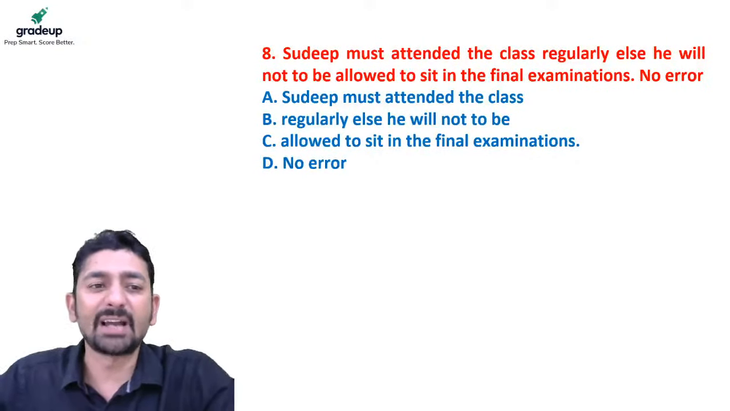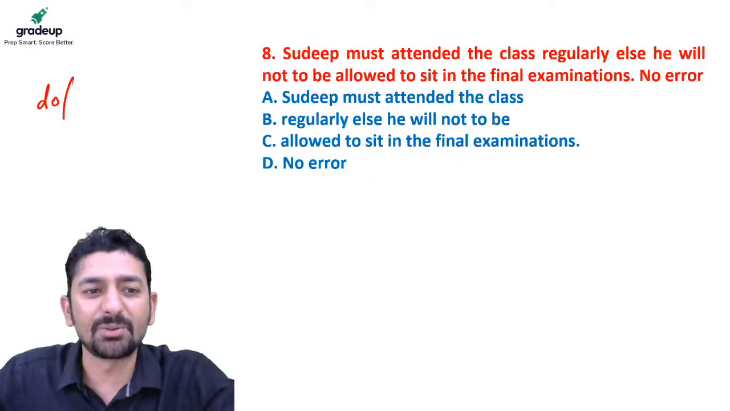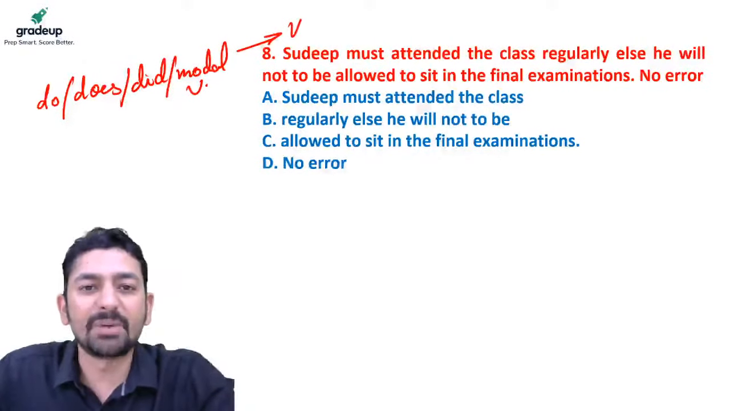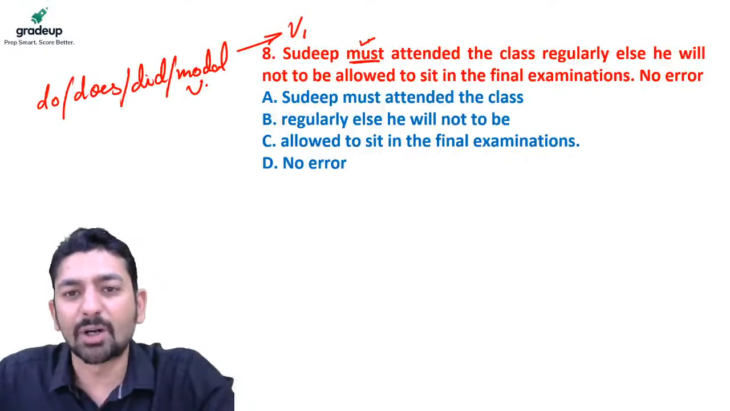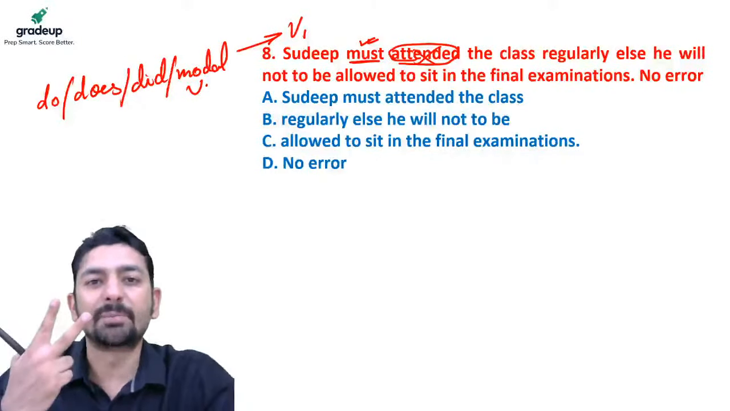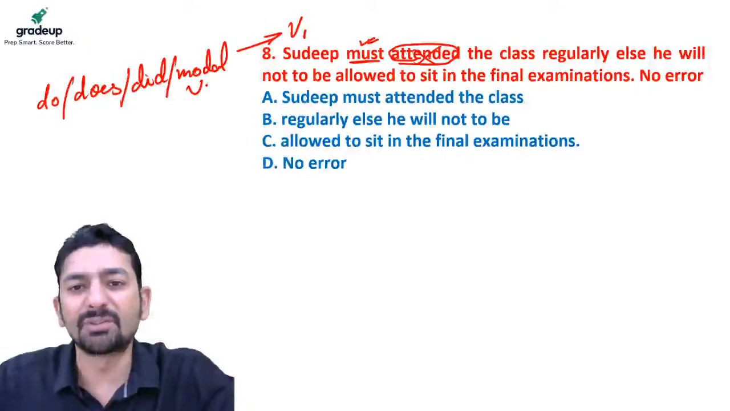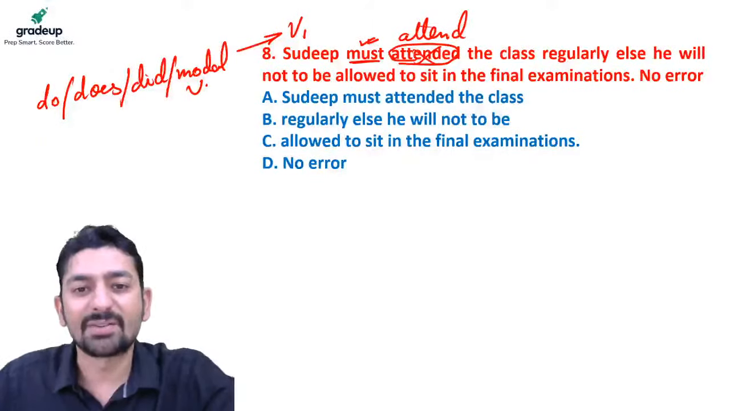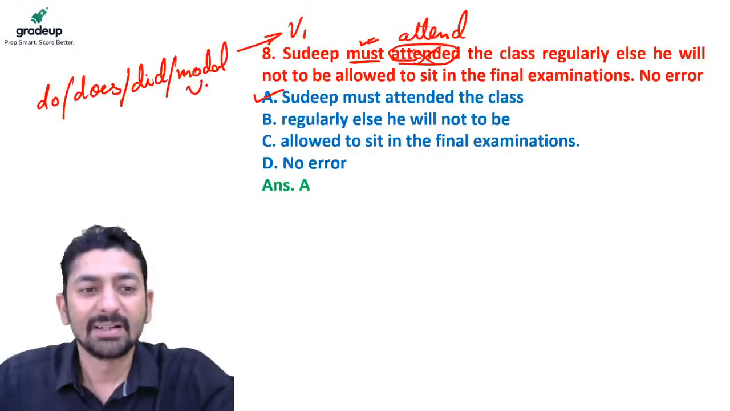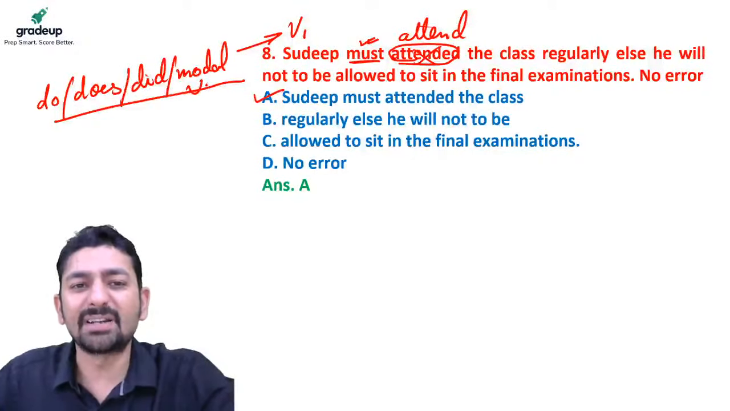Okay, yes, I actually discussed this. Always remember, whenever you have do, does, did, or modal verbs, I explained this, after this you always put V1, the first form of the verb. So here must is what? A modal verb. After the modal, attended is written. But attended is what? Second form of the verb. You cannot put the second form. You have to put the first form, which says attend is right. So remember, error is in part A. Whosoever said A was absolutely right. Guys, remember this. After do, does, did, and modal, you always put the first form of the verb.